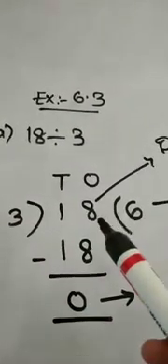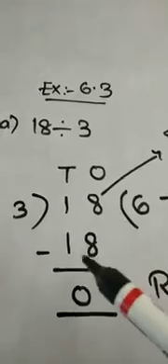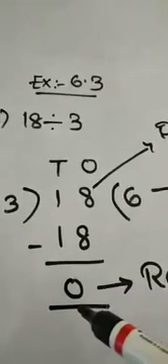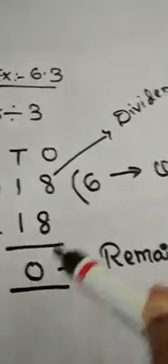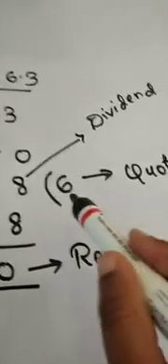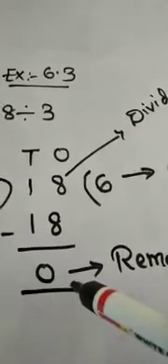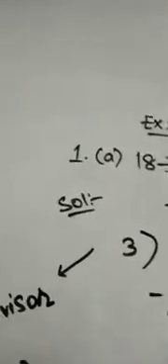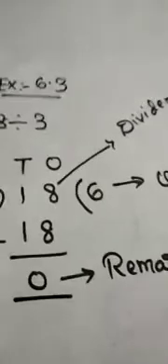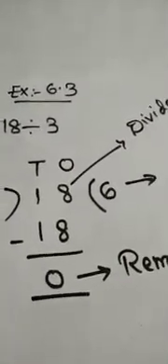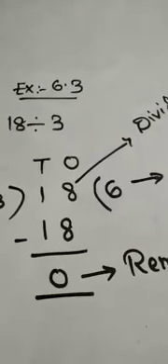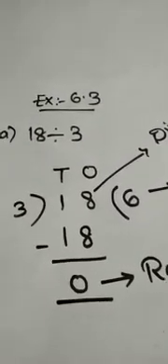Okay, so next step what we are doing? We are subtracting 18 minus 18. So what are we getting? Remainder. Okay, we are getting remainder as 0. So here quotient is 6 and remainder is 0. 3 is divisor and 18 is dividend. Okay, so this is long division method.